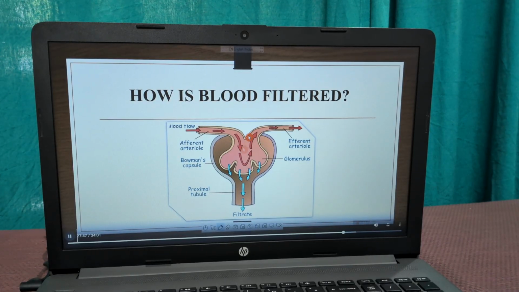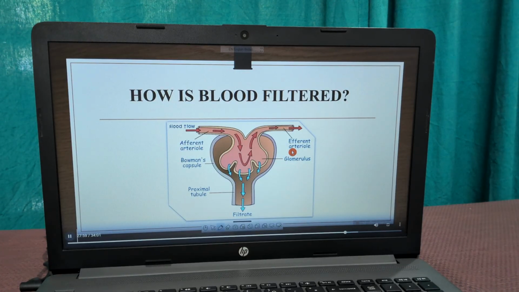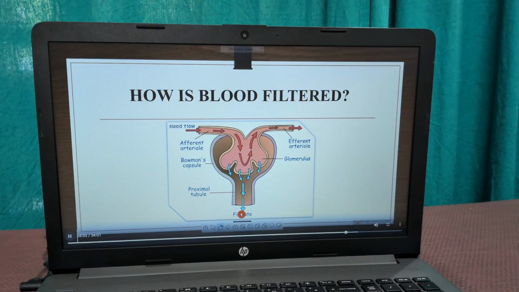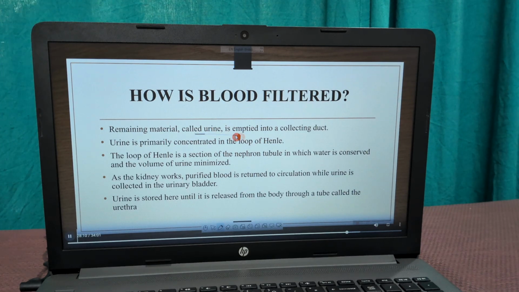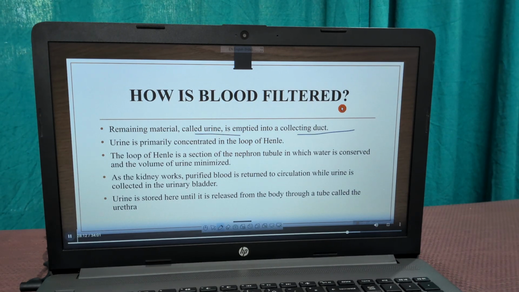The tubule receives the urine, while the afferent arteriole retains the important material that needs to be reabsorbed into the blood, which is then reabsorbed into the blood through the help of the afferent arteriole, and the rest of the filtrate is then transported into the ureters. Alright, so the remaining material, called urine, is emptied into a collecting duct. The collecting duct is then attached to the ureters.